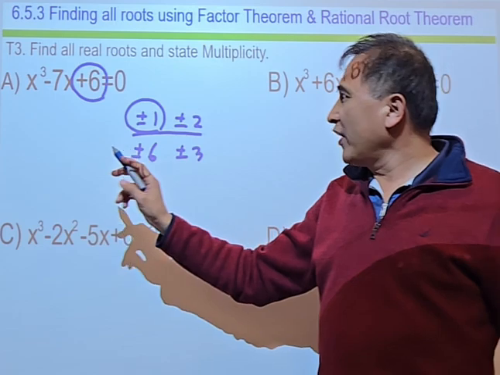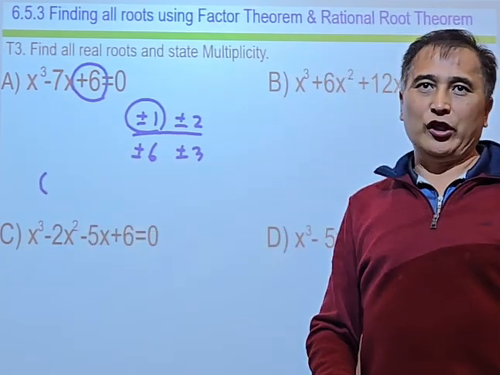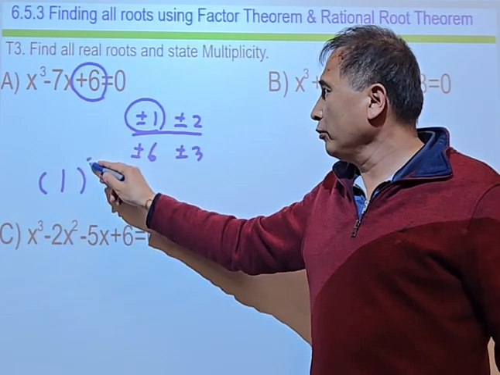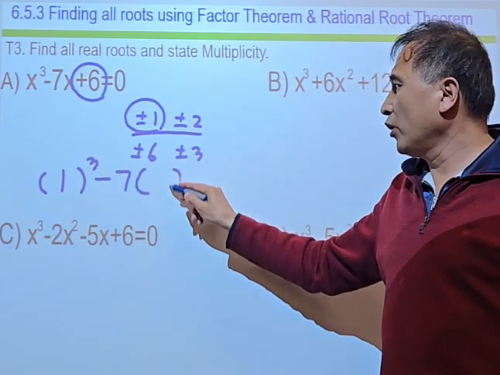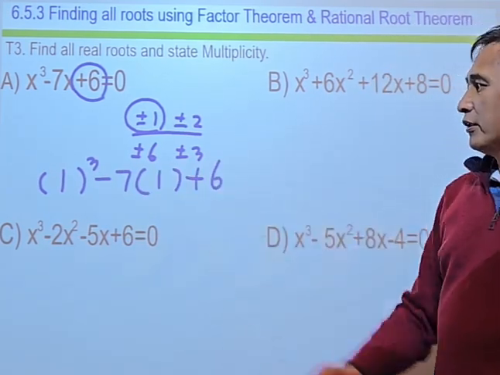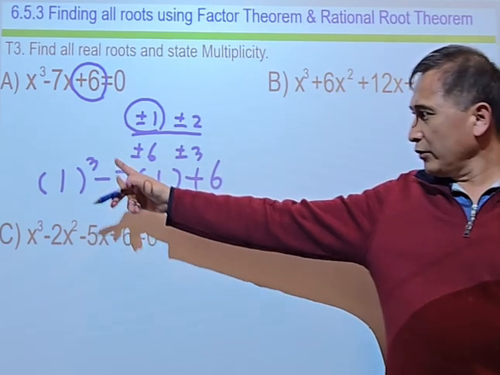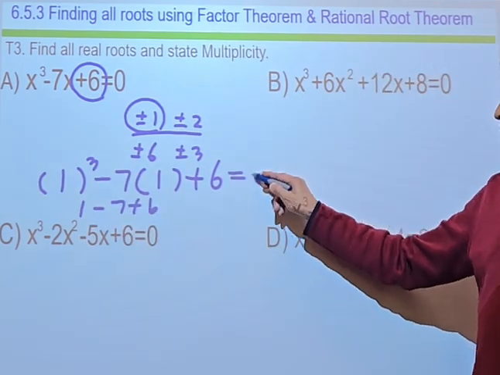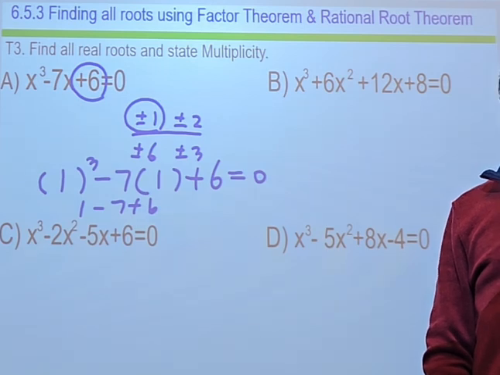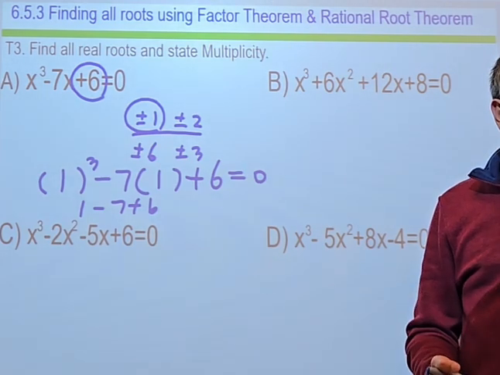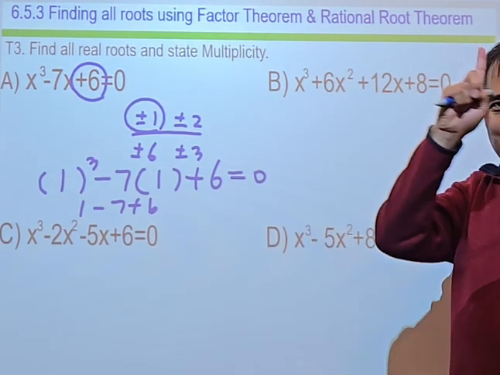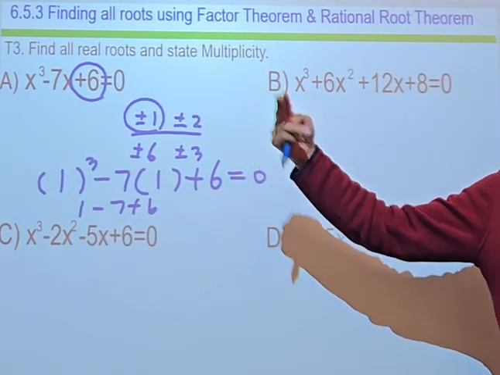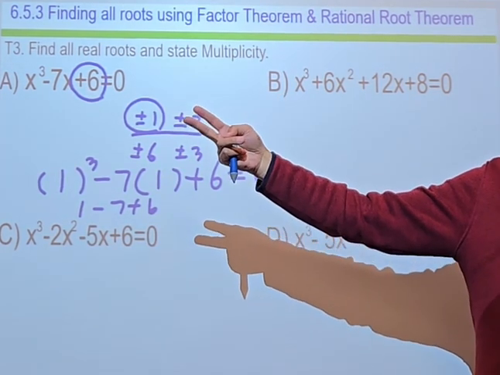Okay, so let's plug in 1 first, because this is alternating, positive 1 first. 1 cubed minus 7 times 1 plus 6. Is that zero or not? 1 cubed is 1, minus 7, plus 6. That becomes 0, right? Wow, we find a zero right away. We are lucky, right? So 1 is a zero.